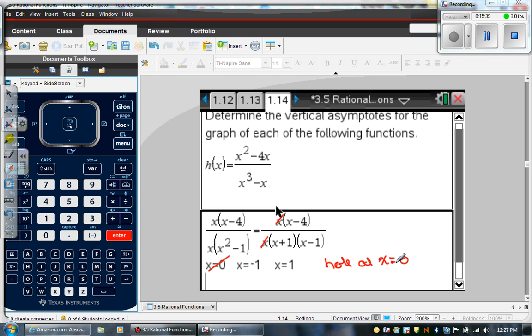Okay? To find the y value that goes along with this, I have to plug this back in. And we get -4 over -1, which is 4. Okay, so we have a hole at (0, 4). So that's what winds up happening when you have that factor. So you have two vertical asymptotes here and a hole at this point because of the common factors.